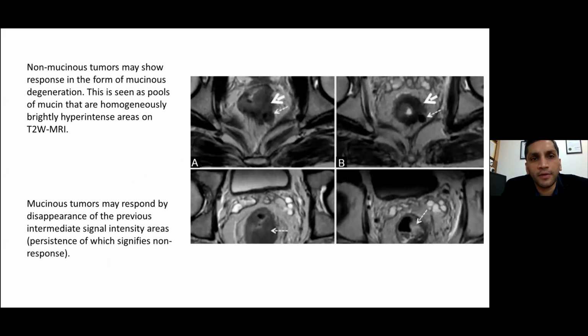I've shown you how non-mucinous tumors may show response in the form of mucinous degeneration. So normally this would become hyperintense. If you see, this is the tumor pre-treatment, and this is post-treatment. Size has shrunken. And if you see, pre-treatment it was hypointense, and now post-treatment it has become hyperintense. So this can be due to post-treatment response in a non-mucinous tumor. However, mucinous tumors may respond by disappearance of the previous intermediate signal. If the signal persists, then that signifies that the response is not adequate.